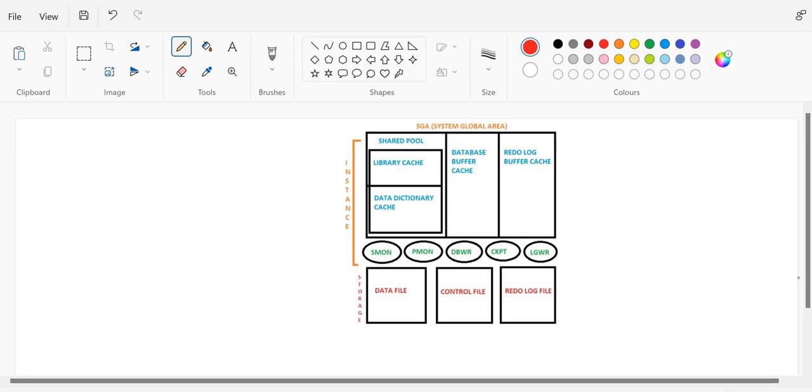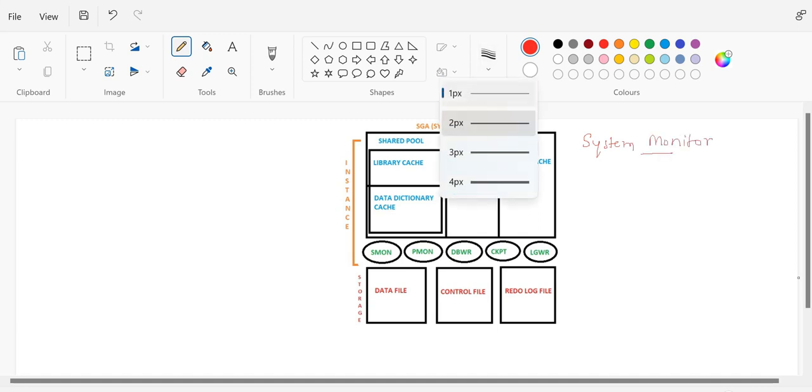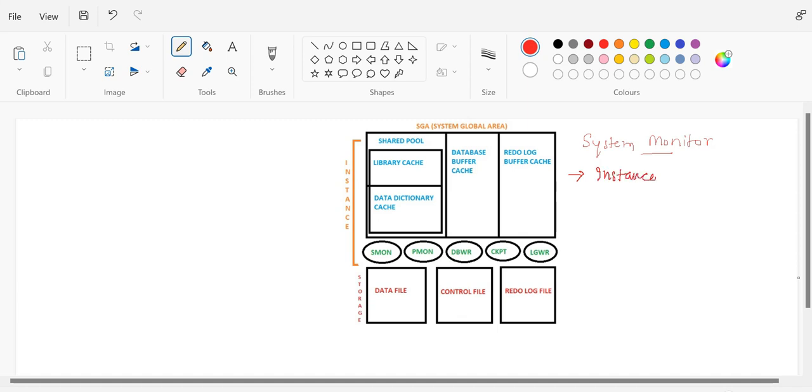So let's start with the first process, what we call SMON. SMON is the system monitor. The full form of SMON is system monitor. Here, this system monitor, which is a background process, helps in instance recovery. Whenever an instance crashes, whenever an instance failure occurs, this background process will help in starting up your DB instance very effectively.